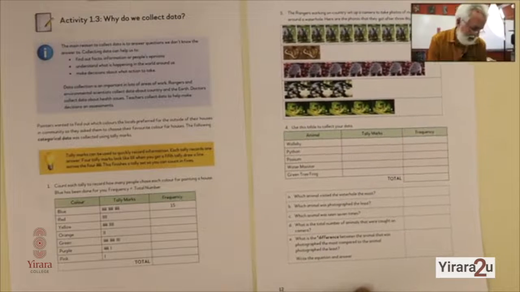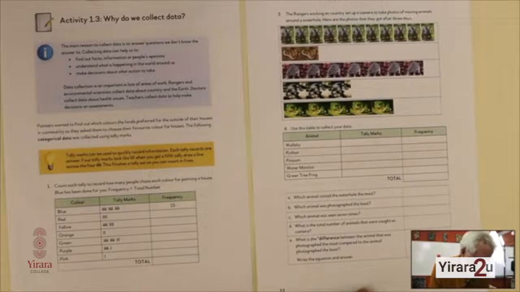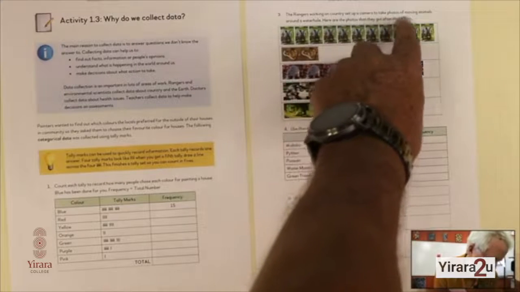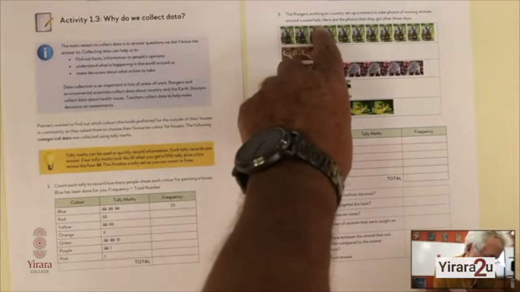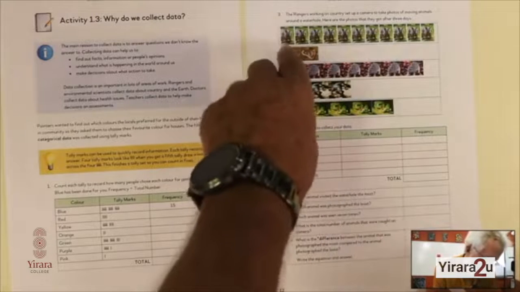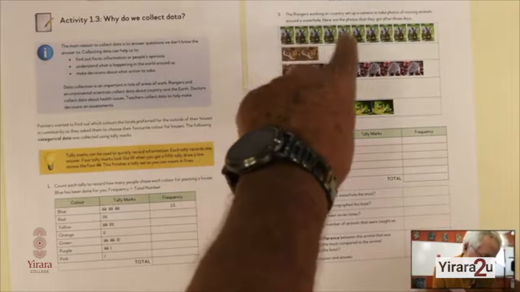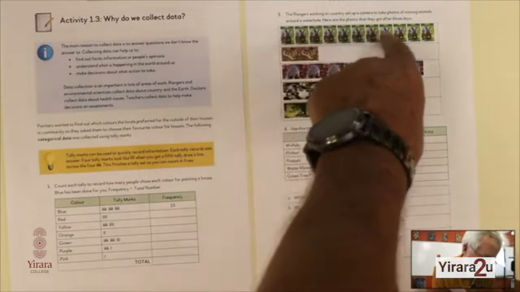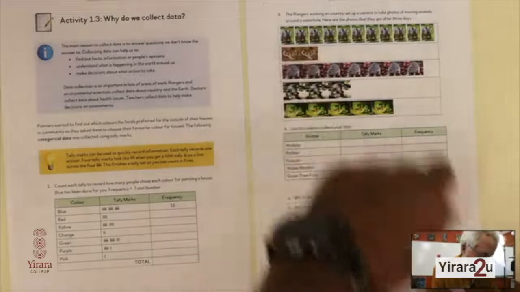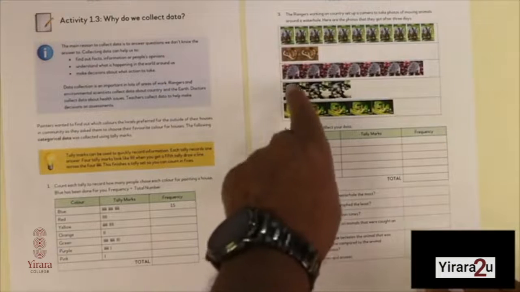And then our last page, on page 12, we've got some pictures here that are in a line or a box graph format. The rangers working on country set up a camera to take photos of moving animals around a waterhole. Here are the photos that they got after 3 days. So after 3 days, this wallaby or this kangaroo, or a number of them, came quite a few times. It was the main visitor, actually. We had a snake just come a couple of times.